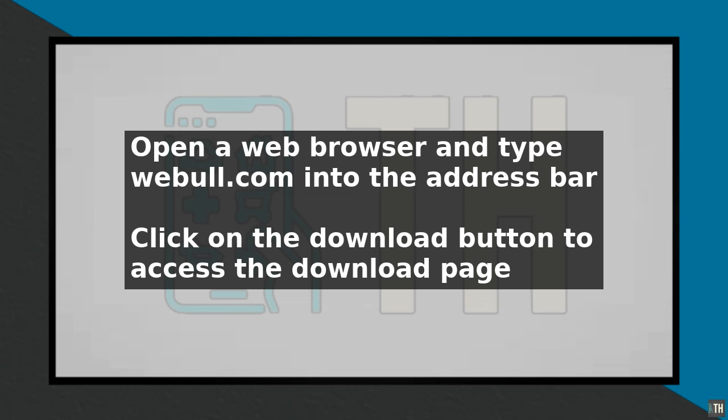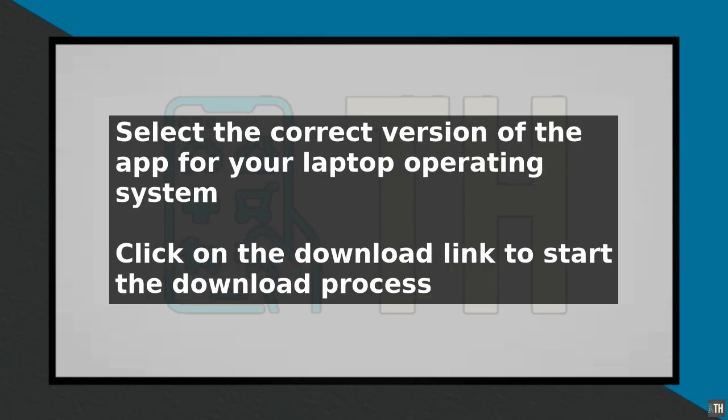This will redirect you to the download page where you can choose the correct version of the app for your laptop. Webull is available for both Windows and Mac operating systems, so make sure to select the correct one. Once you have selected the correct version, click on the download link to start the download process. The download speed will depend on your internet connection, so be patient and wait for the file to download completely.